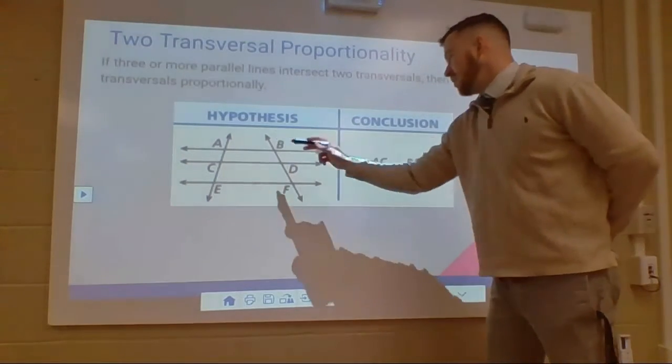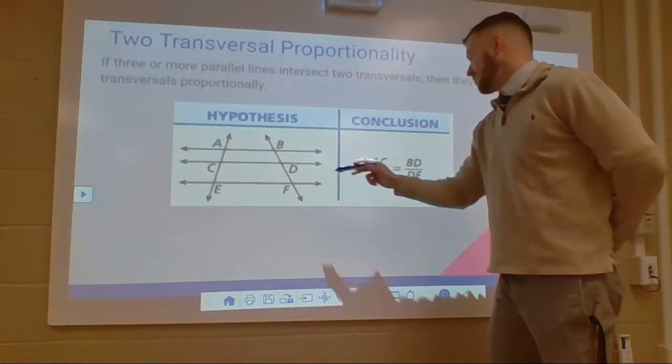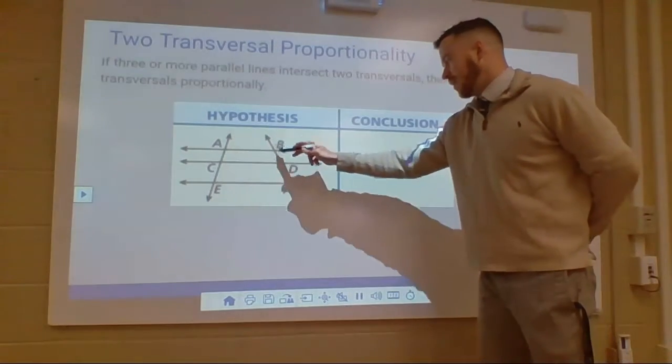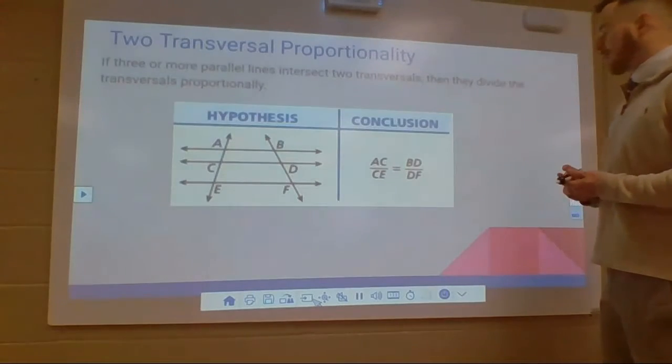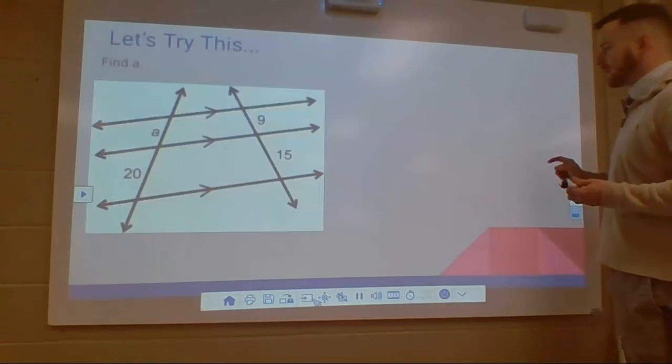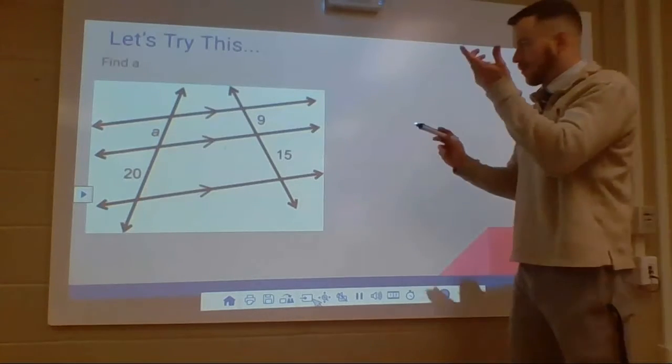So AC over CE equals BD over DF. BD and DF, they compose part of the same transversal. So let's go ahead and apply this on a problem. All right, so we're going to find A.